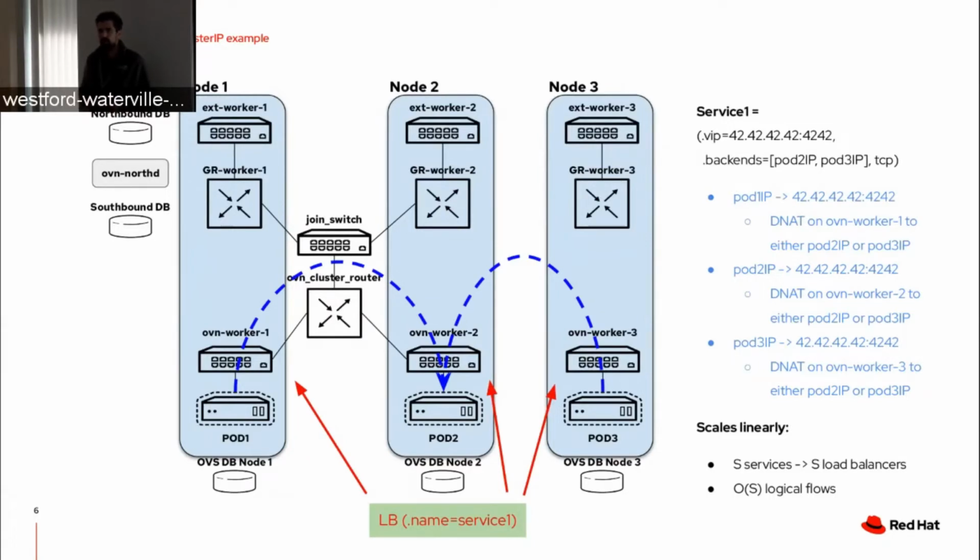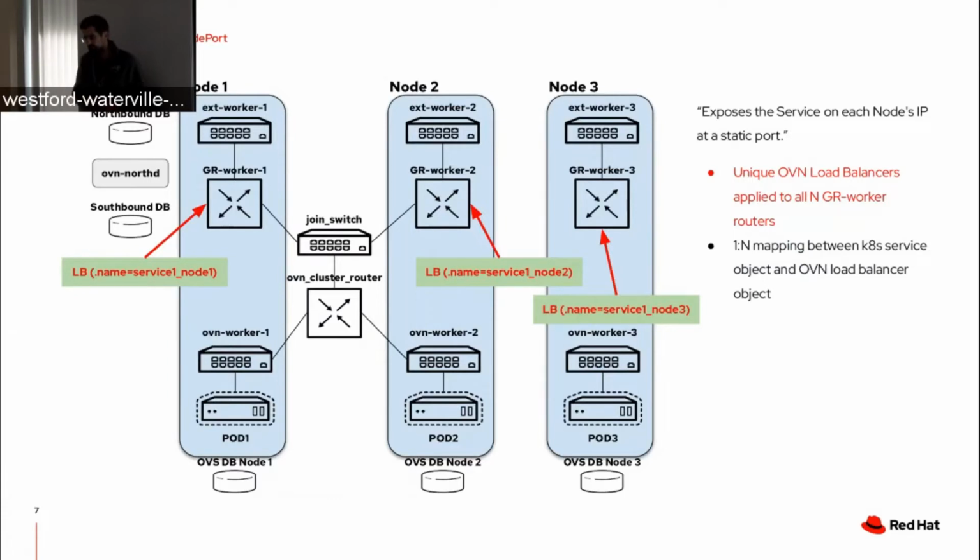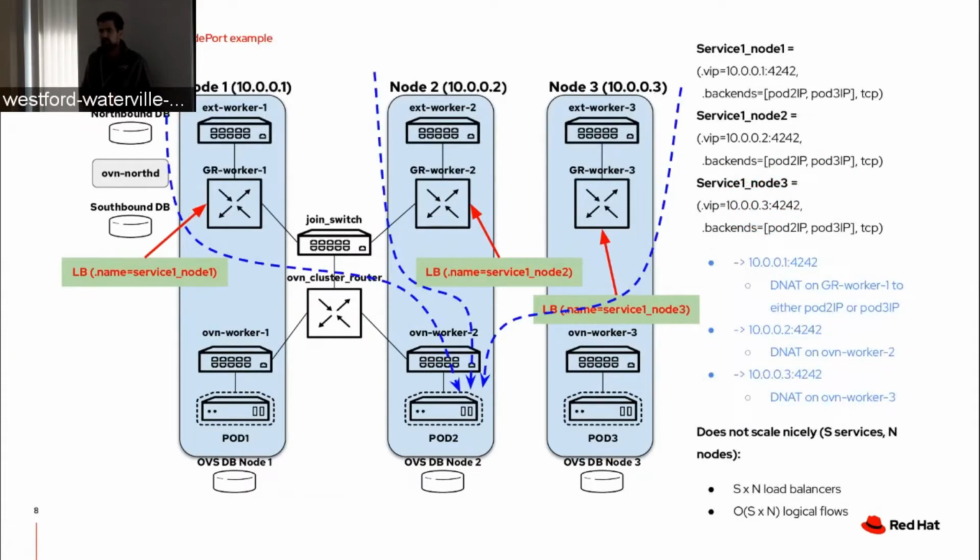That's cool, that's nice. But the problem is with the second type of Kubernetes services, the node port services. These are a bit different because they expose a service via the node IP. So the VIP of the load balancer will be different on every node. That all of a sudden means that for one Kubernetes service, we need n load balancers, and these get applied on the nodes' logical gateway routers. That's a problem because it obviously doesn't scale nicely. For S services and n nodes, we end up with S times n load balancers and O of S times n logical flows.